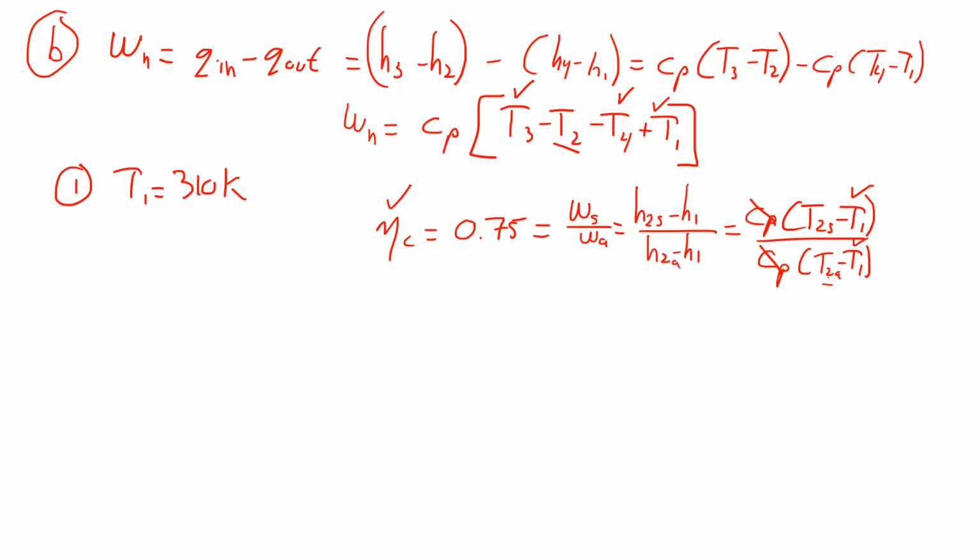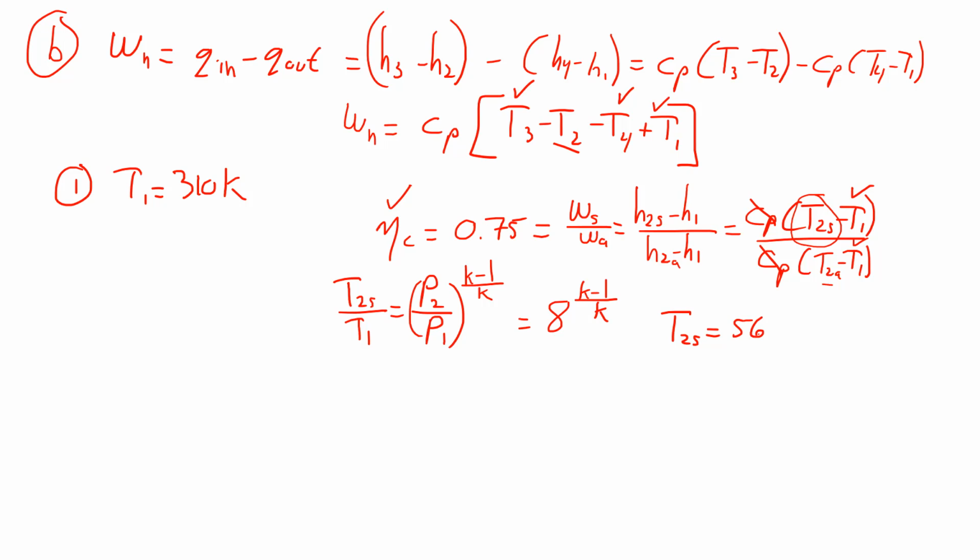So this would be H2 actual, T2 actual, but I don't have the temperature coming out of the compressor if the process was isentropic. So again, this would be an ideal gas coming out of a compressor, assuming constant specific heat in an isentropic process. So I have to get the isentropic temperature coming out. So T2 over T1 equals P2 over P1 to the K minus 1 over K. P2 over P1 is the compression ratio. So I can use that to get T2 isentropic, 562 Kelvin.